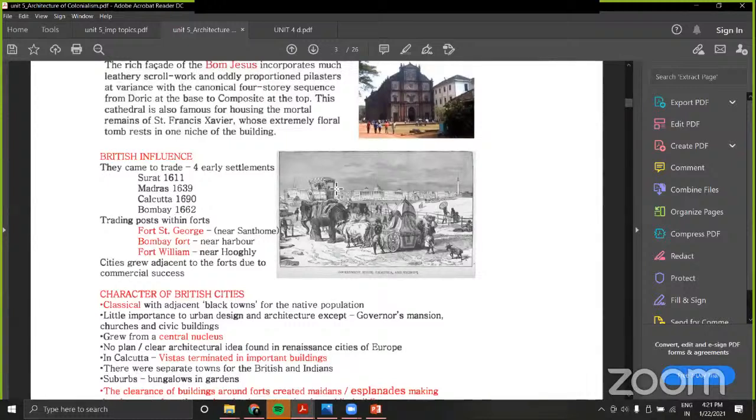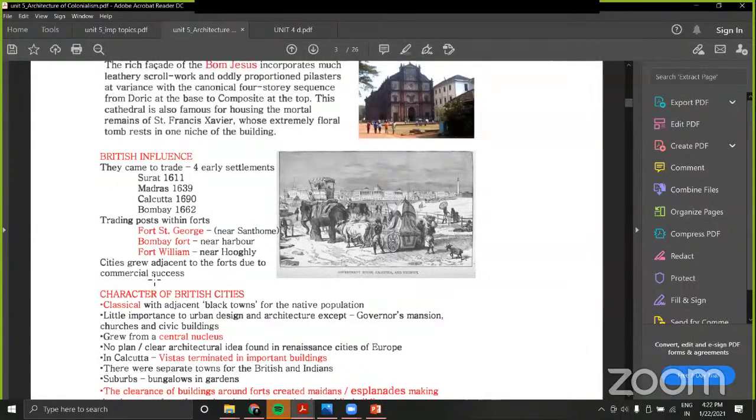So the trading ports within forts were Fort St. George near Santhom, Bombay Fort near Harbour, Fort William near Hooghly. Fort St. George near Santhom, that is in Chennai. Bombay Fort near Harbour, that is in Mumbai, as they call it nowadays, and Fort William near Hooghly, that is near Calcutta, I guess. So just check it out.